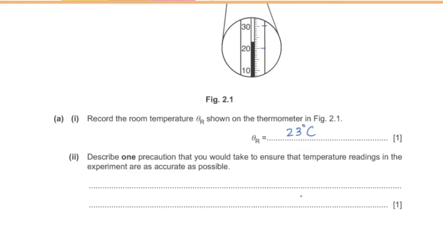Part 2, describe 1 precaution that you would take to ensure that temperature readings in the experiment are as accurate as possible. There are many ways to ensure the accuracy of temperature readings, but when reading a temperature scale, it's most important that your line of sight be in the direction perpendicular to the scale.